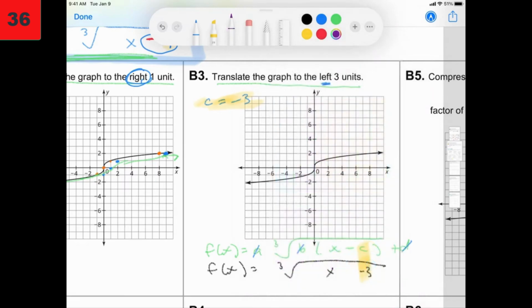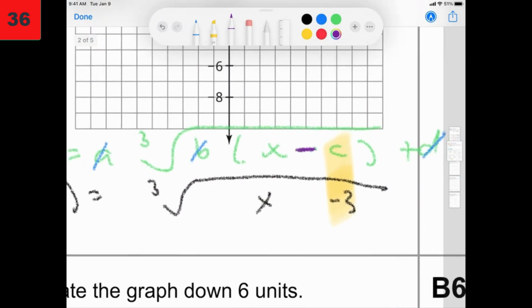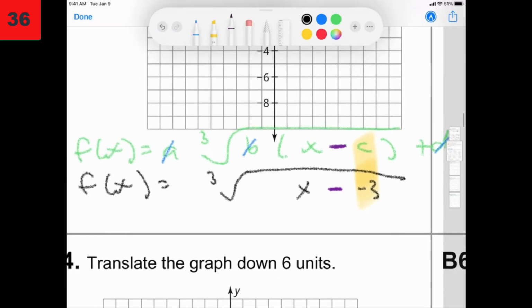The minus sign has to be there. You see that? Don't need a d value. So to clean that up, what's the opposite of negative 3? It is plus 3. So your answer is going to be f of x equals the cube root. You have to have that 3 there always. Plus 3. And this is my answer.